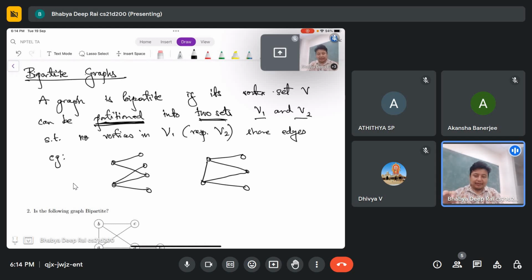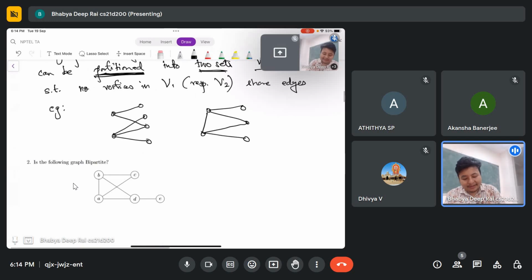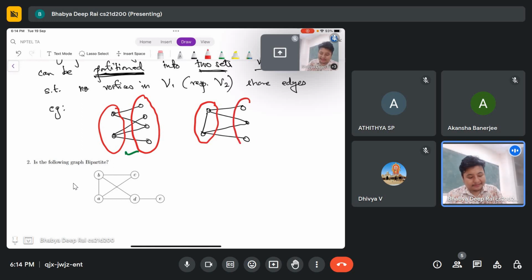And the vertices in V1 do not share edges with each other. For example, this is the first partition, and this is the second partition. You can see that there are no edges between the vertices in the same partition, right? So is this bipartite? Yes, this is bipartite. But look at this case. If I do a partition like this, this edge is getting shared.